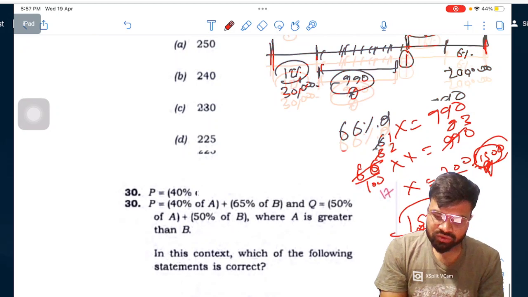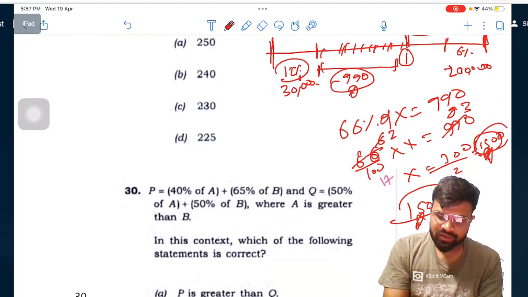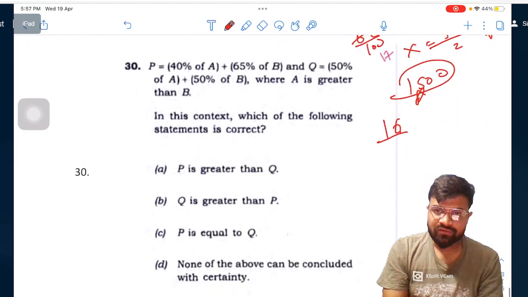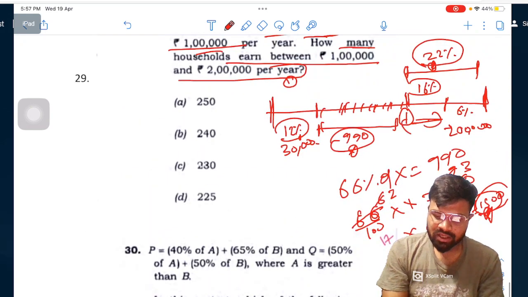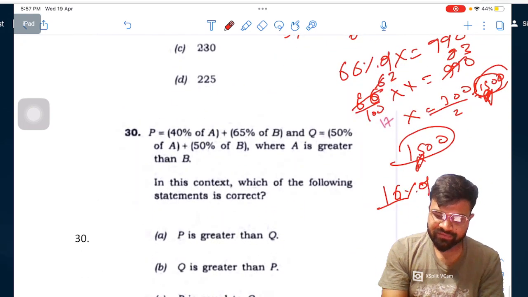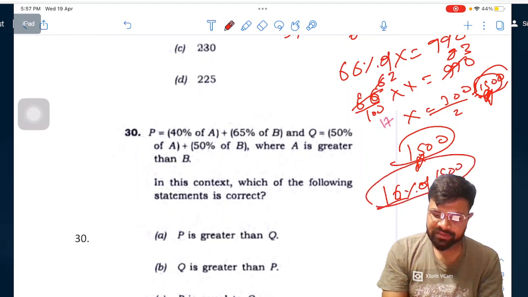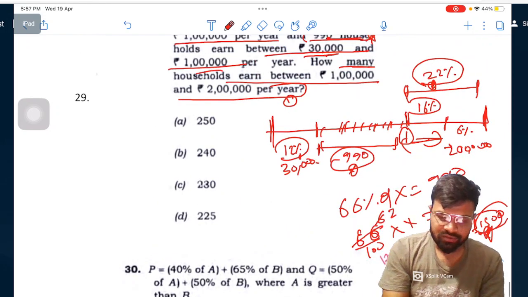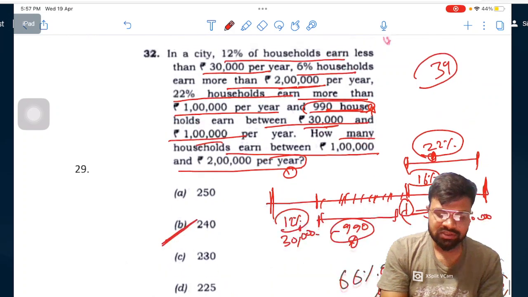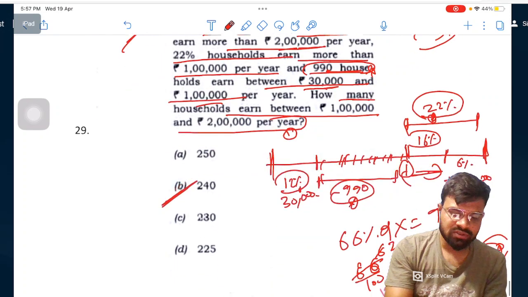So what do we need to find now? We need to find the 16%. 16% is this, between 1 lakh and 2 lakh. So we need to find 16% of this 1500. So 16 by 100 into 1500. 15 into 16 is 240. So this will be our answer. This is quite a simple question.